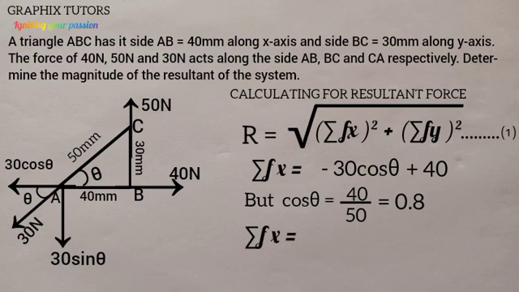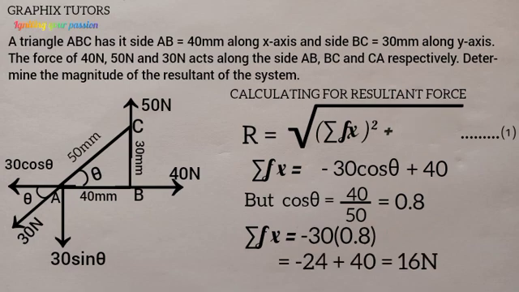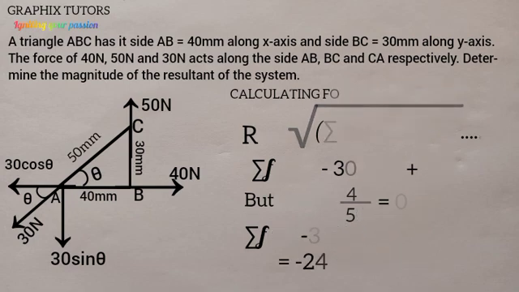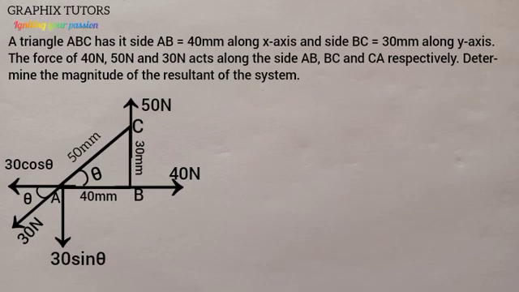So we have minus 30 into bracket, instead of writing cos theta, I have 0.8, plus 40. So minus 30 times 0.8 is what? Minus 24 plus 40. And this will give us what? 16 Newton. So we say the summation of Fx is 16 Newton. Now we'll do the summation of what?